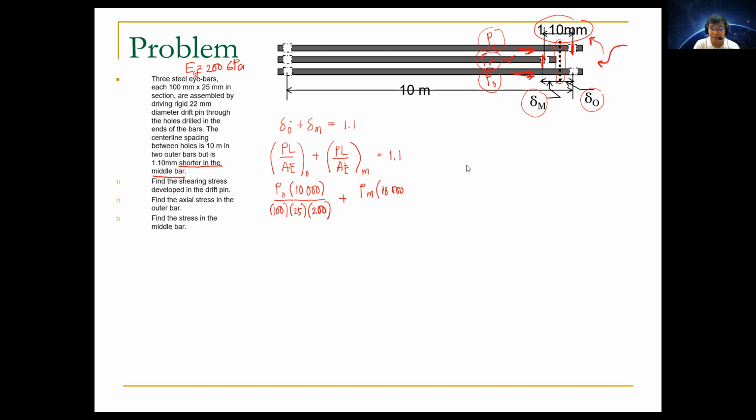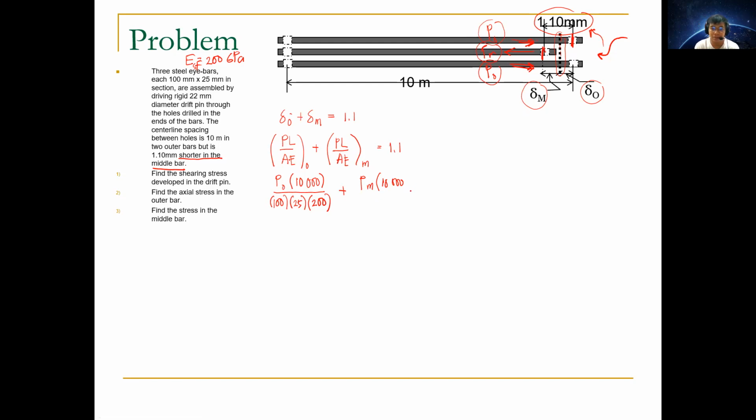Okay, so going back again. Instead of the length of the middle bar being 10,000, since it's shortened by 1.1 mm, it's 10,000 minus 1.1 for the mid bar. Then since the area is the same, it's 100 times 25. Then this is times 200 equals 1.1 millimeters.